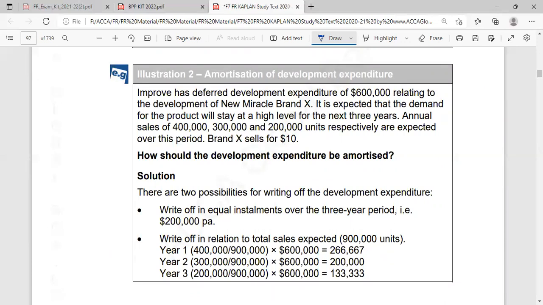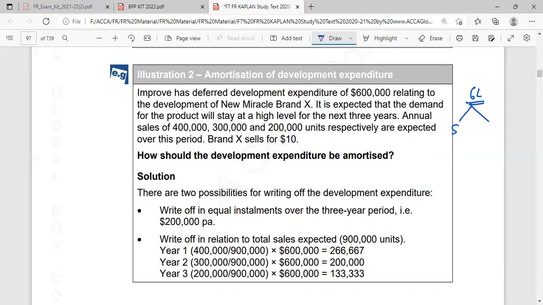Improve has a deferred development expenditure of 6 lakh relating to the development of a new Miracle brand X. It is expected that the demand for the product will stay at a higher level for the next 3 years. Annual sales of 4 lakh, 3 lakh and 2 lakh units respectively are expected over this period. Brand X sells at $10. How should the development expenditure be amortized? The total is 6 lakh.